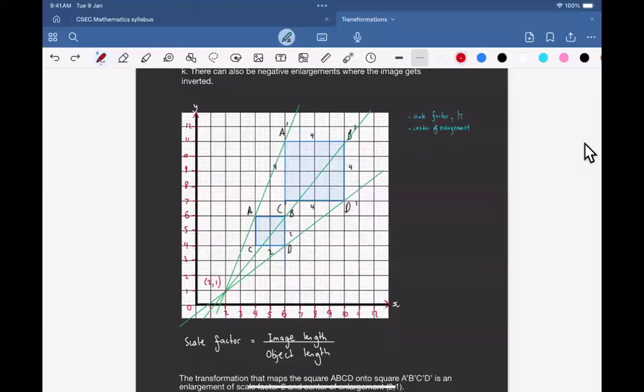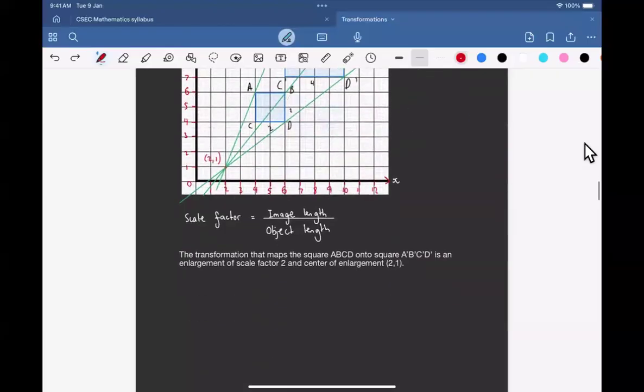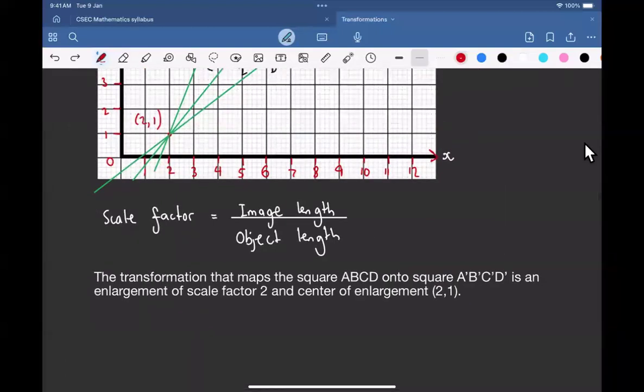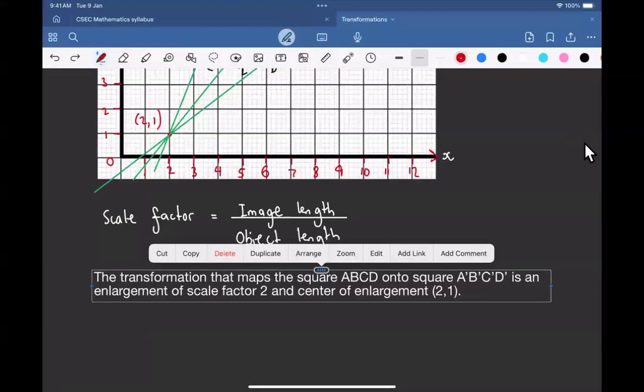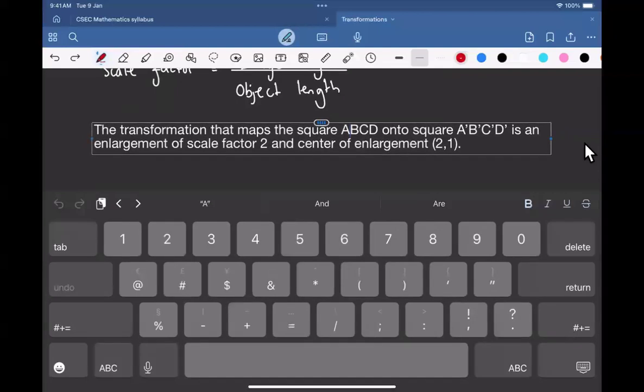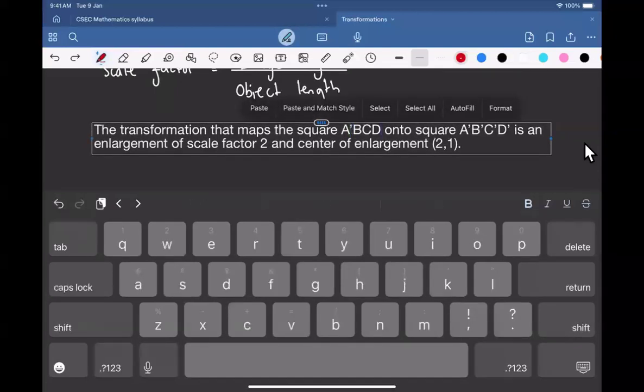2, 1. Right. So you would say the transformation that maps square ABCD onto square A prime, B prime, C prime, D prime is an enlargement of scale factor 2 and center of enlargement (2, 1). And it doesn't matter if you say the image is mapped onto the object or the object onto the image. In the previous question, you saw that the image is mapped onto the object. It doesn't matter what you say, it's okay, but I'll change it up here. Anyways, the transformation that maps the square A prime, B prime.